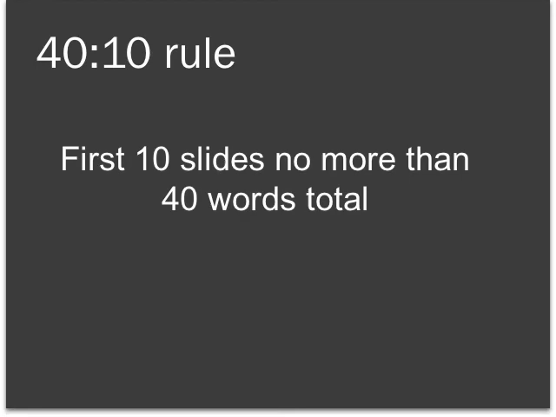Here's something I saw that is something to think about, the 40-10 rule: the first 10 slides should have no more than 40 words in total on them. Use these first 10 slides as your opportunity to capture the attention of your audience. Use images. Build the story around them that you're about to tell.